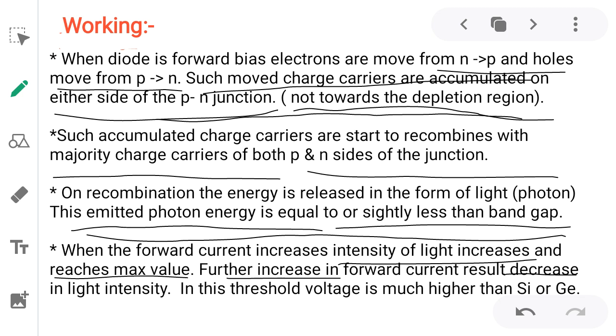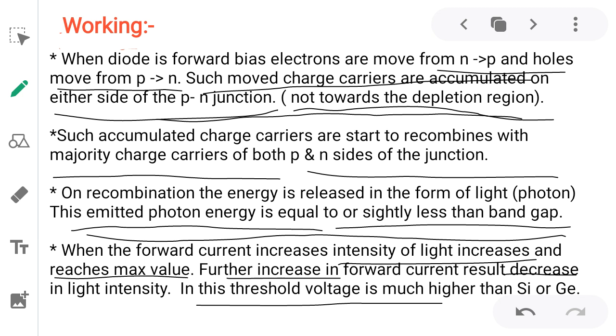It reaches its maximum value, then it obviously decreases. But the special condition is that the threshold voltage of this LED is higher than that of general silicon or germanium.